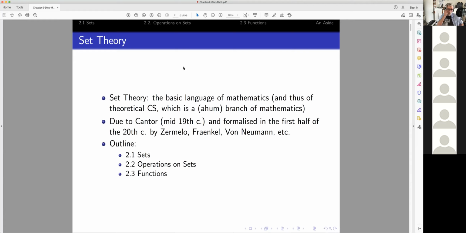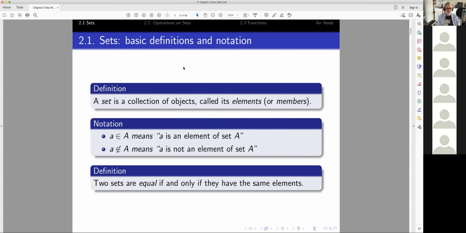There are three sections in chapter 2 that we're going to look at. The first, 2.1, is just basic definitions of sets. In 2.2, we'll look at how we can combine sets to create other sets. And then we'll talk about functions, which are, in a sense, special kinds of sets. Okay, so here we go. Basic definitions. I'm using slides for this because it's a lot of definitions. There's not a lot of computations or anything like that.